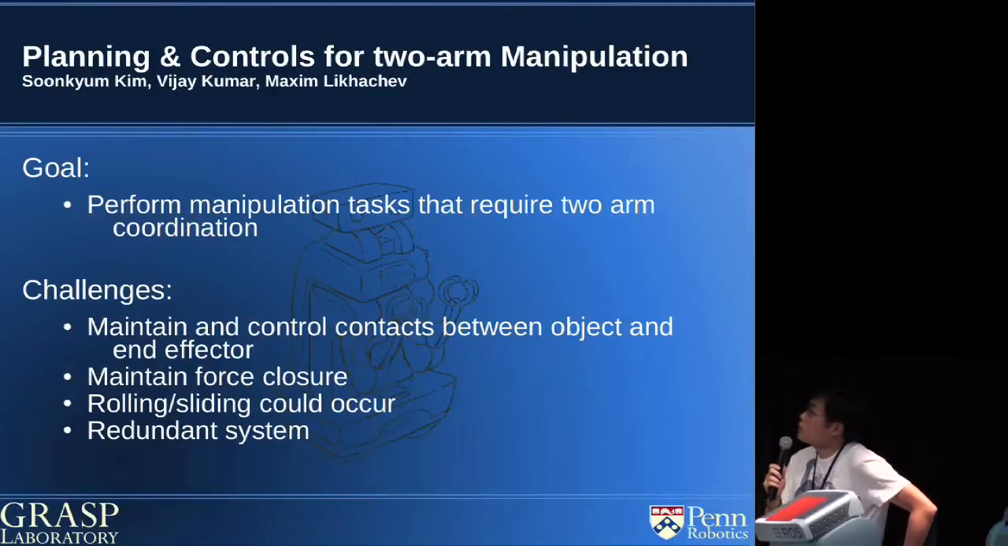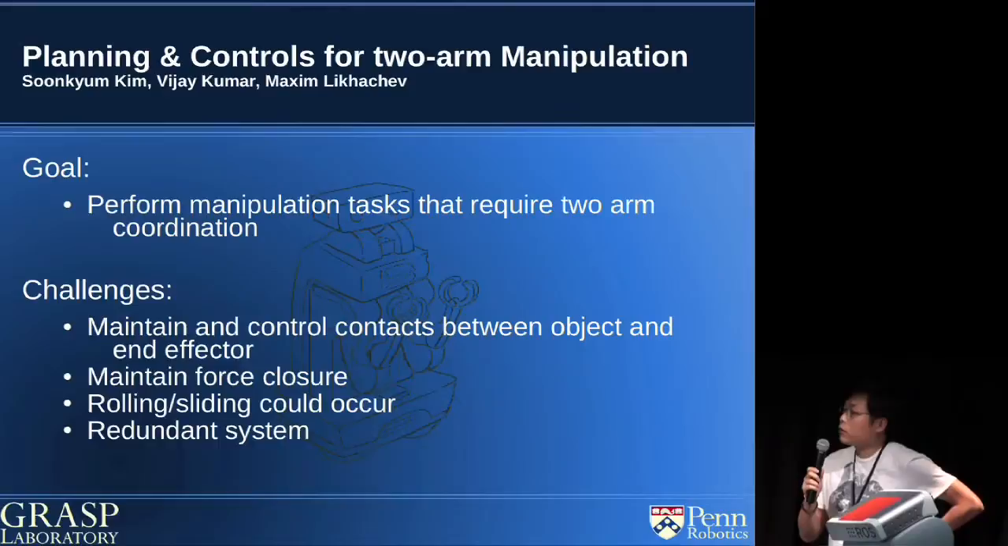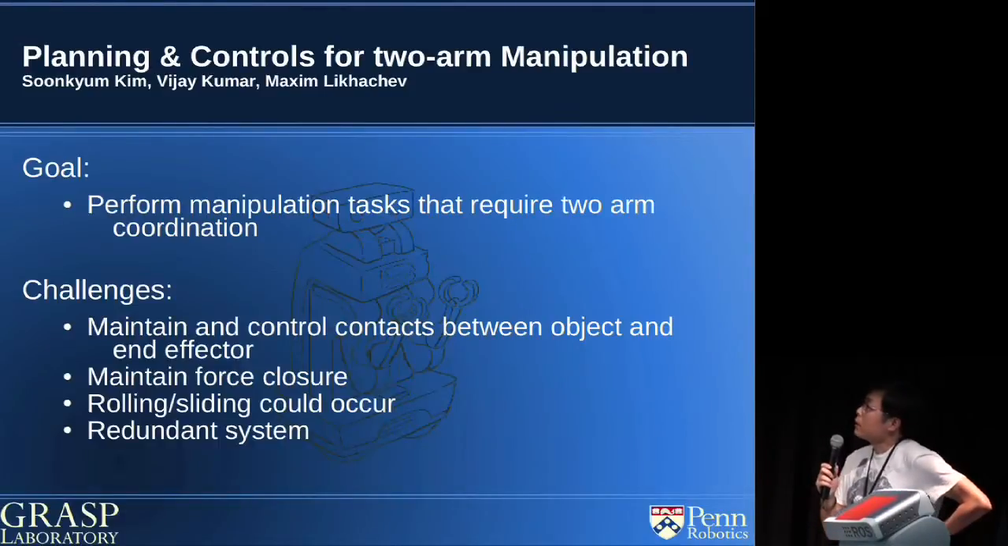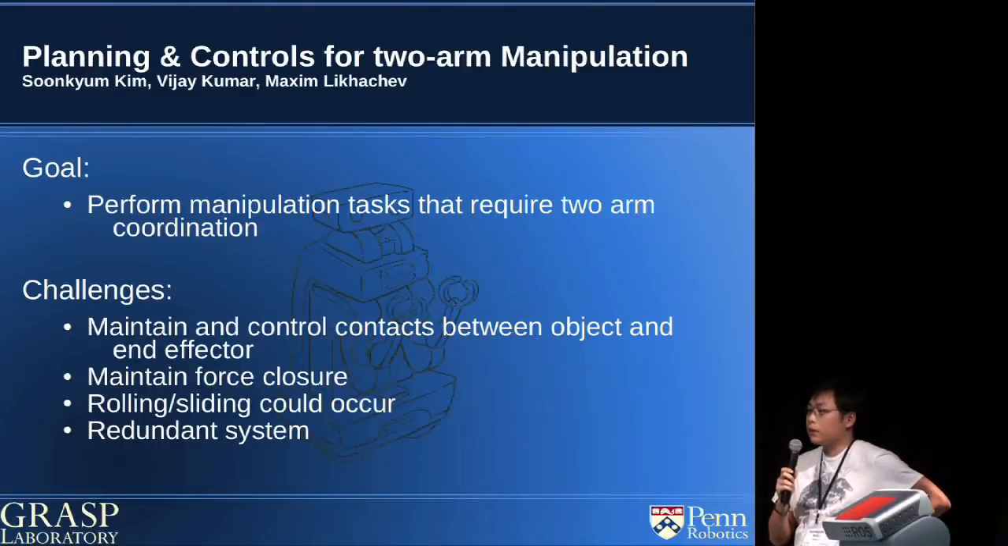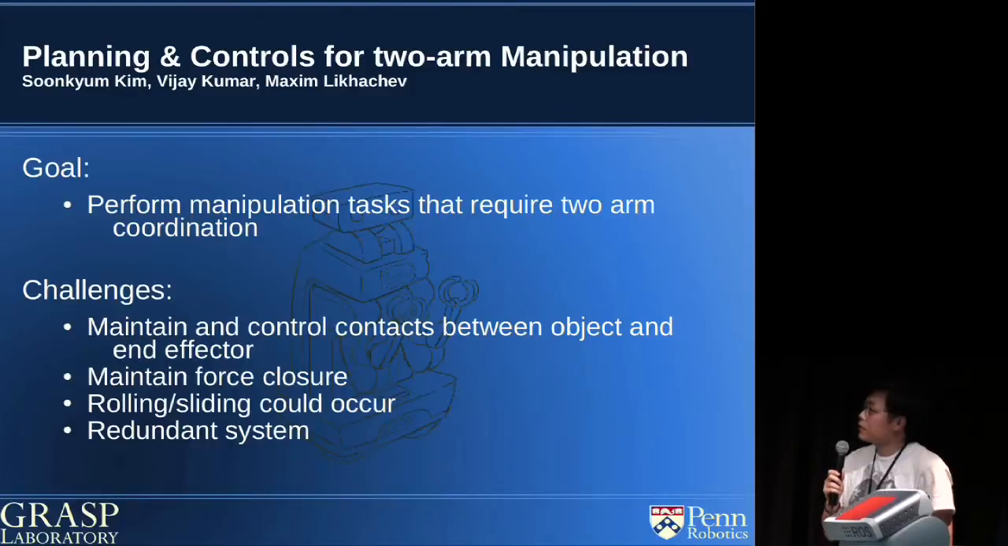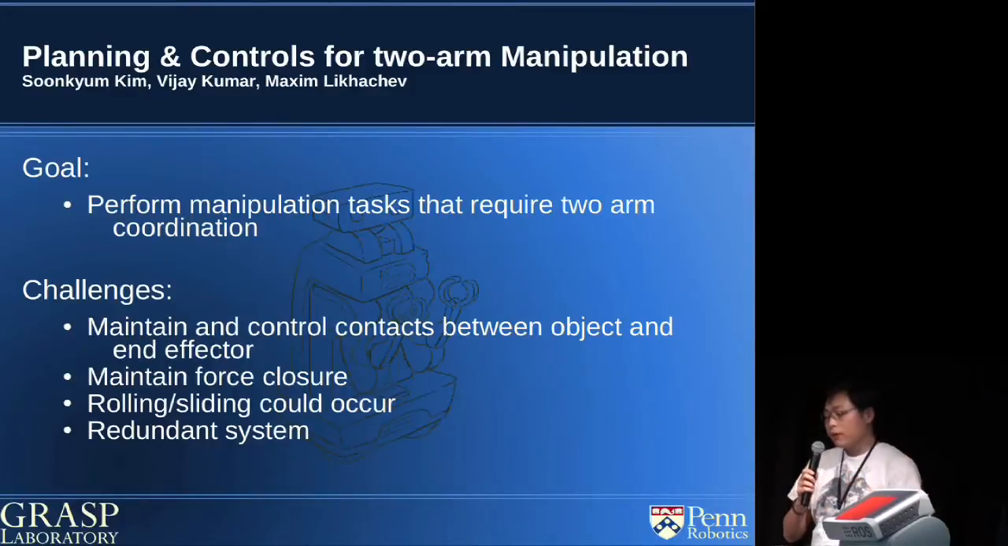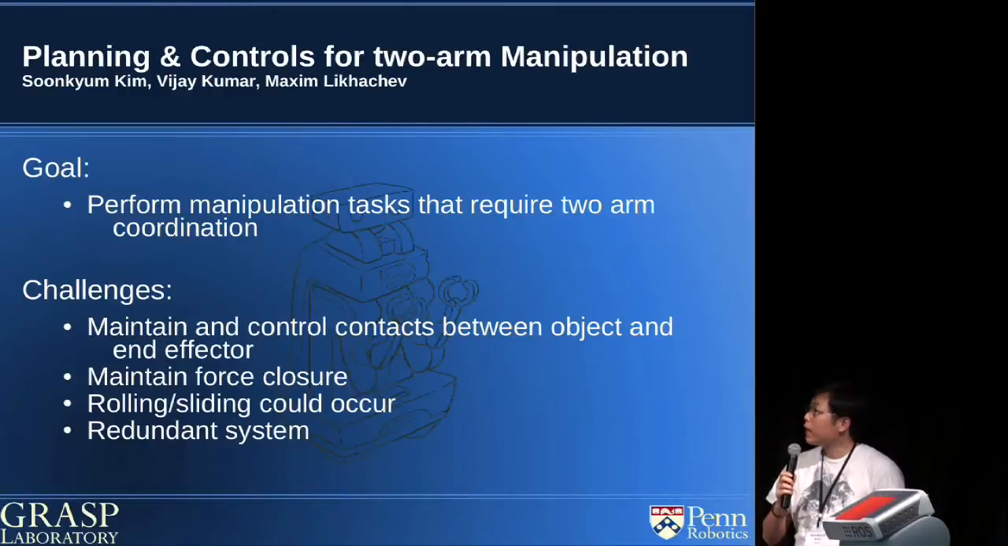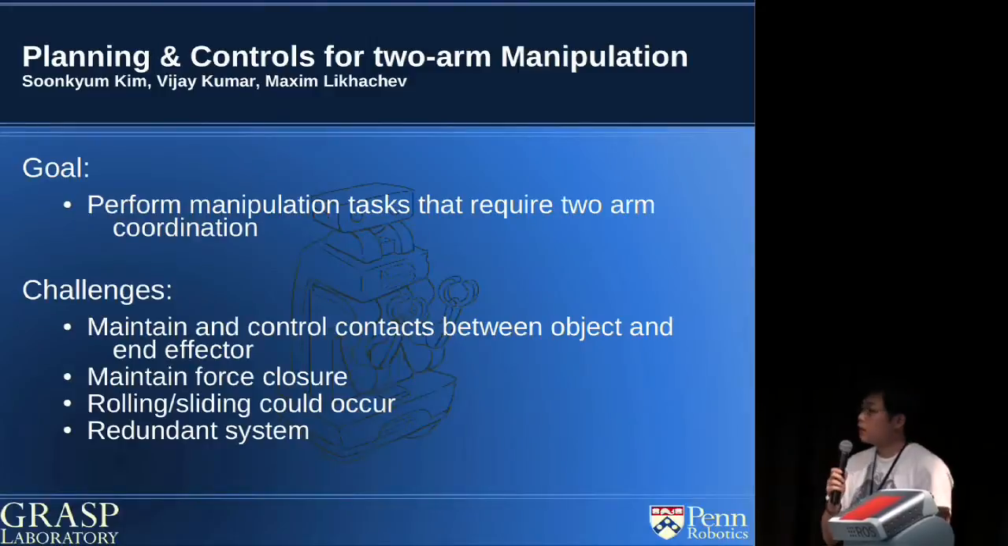So it is a challenging problem because we have to maintain the contact between the object and the end effector, and also we have to consider in the force closure of the object that it does not drop or just move. But we have to allow some rolling and sliding between the contact point of the end effector and the object if it is required or it does not matter. And as you know, when we hold up some object with our two hands, we just form a closed chain and it will be a redundant system.